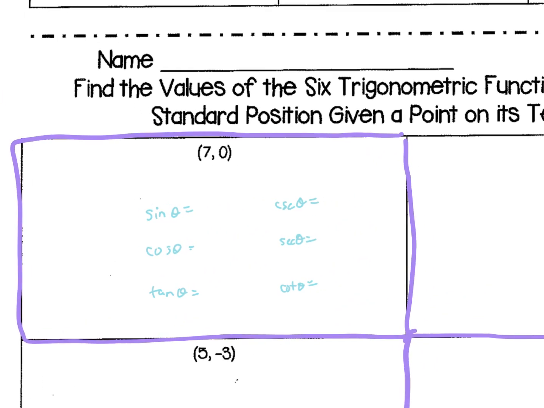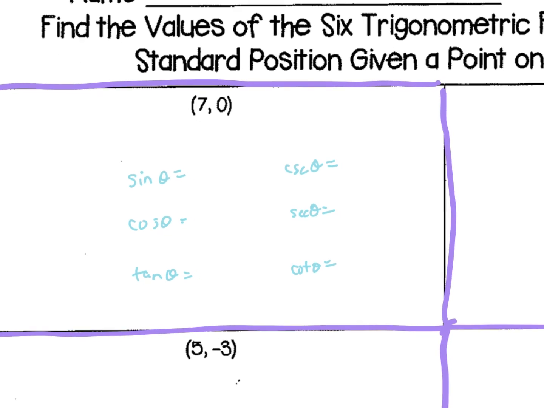So I want you to think about this particular example. We cannot draw a triangle here. If I try to draw a triangle, think about what this is saying. This is saying we're going right 7 and we're not going up or down. So there's no triangle to be made here. The triangle would basically collapse onto the axis, right? But we can think about what the radius would be. What distance are we going out from the origin to get to that point? We're going out 7, so our radius is 7.